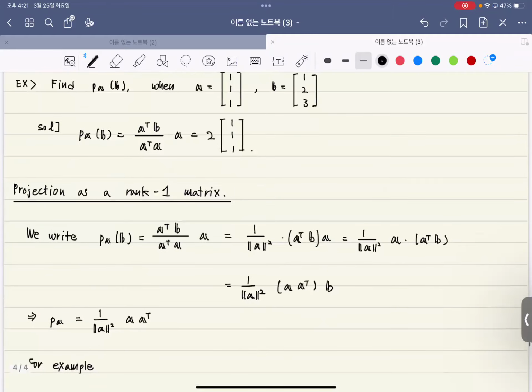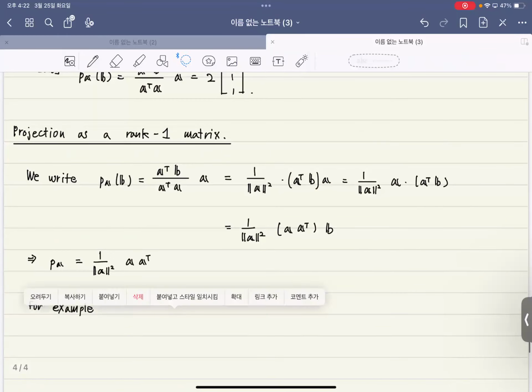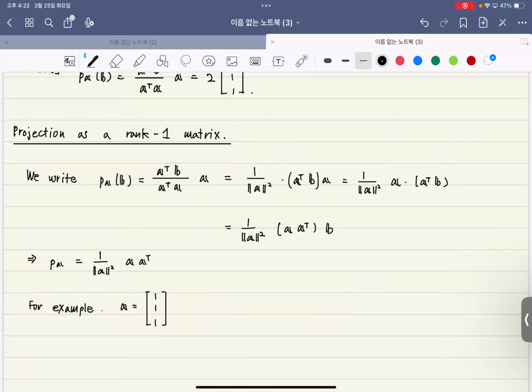Let me check if this is true or not. If this is my vector A, then its matrix representation must be 1/3 times the 3 by 3 matrix where everything equals 1: 1, 1, 1; 1, 1, 1; 1, 1, 1.